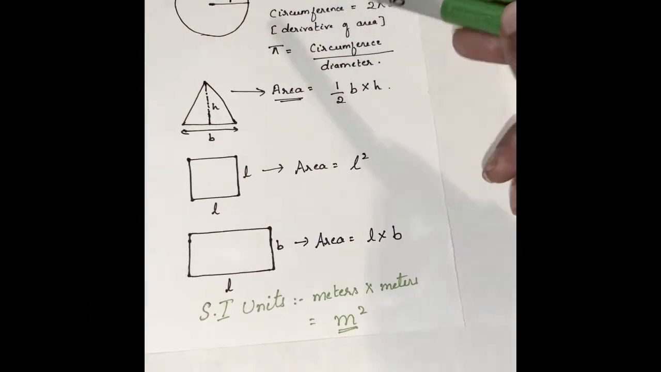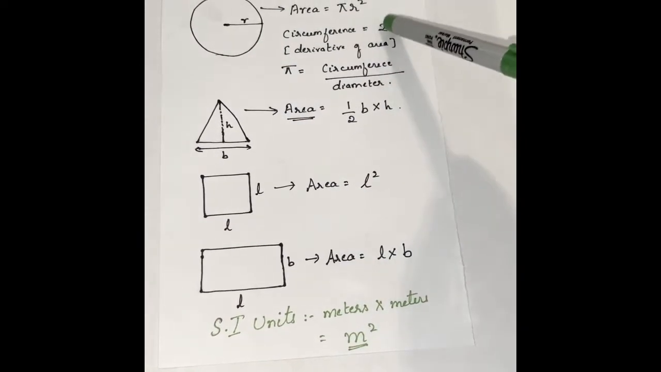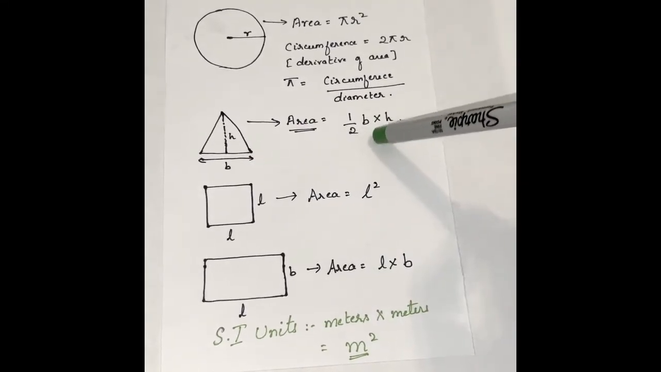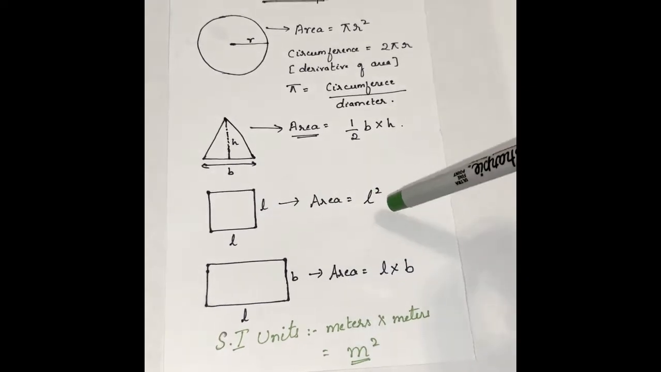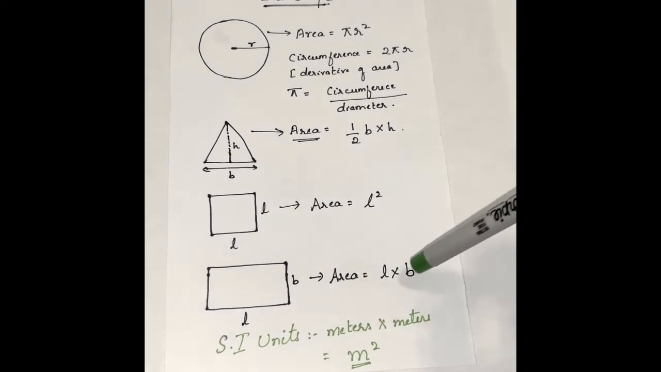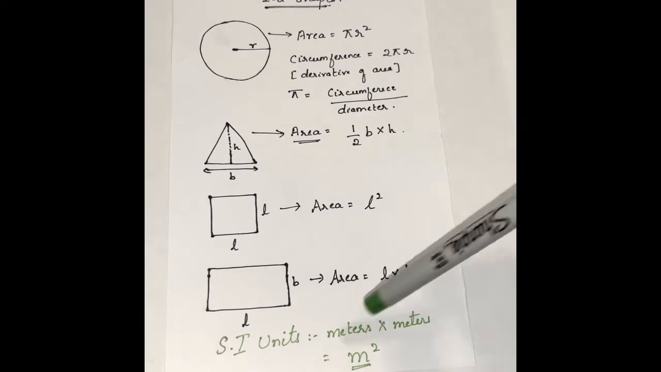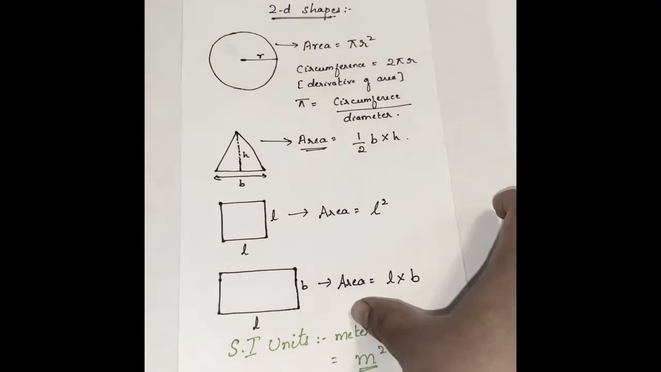For two-dimensional shapes, the area of the circle is pi r square. Area of the triangle is half times base into height. Area of a square is L square. Area of the rectangle is L into B. The SI unit is meters into meters, and it is meter square.